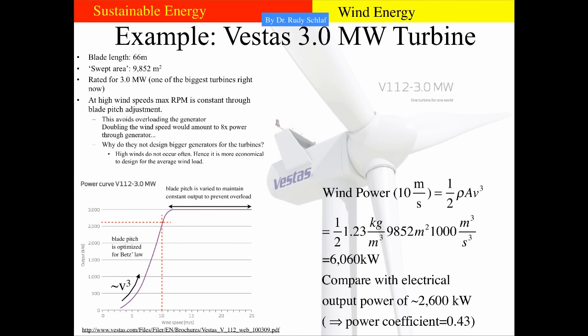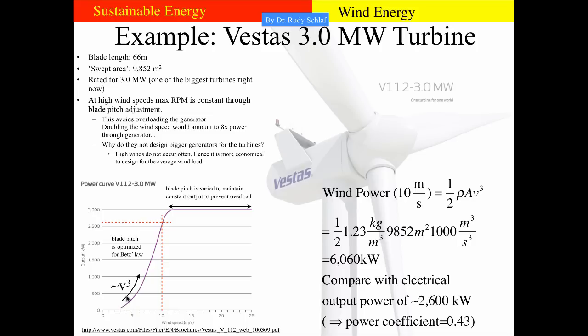Let's look at a real-world example. Here I show some data of the Vestas 3 megawatt turbine. Vestas is one of the largest wind turbine manufacturers. This wind turbine has a blade length of 66 meters. That gives it a cross-section of almost 10,000 square meters. Here is the power curve of this wind turbine.